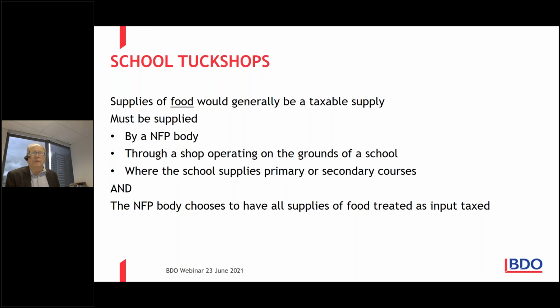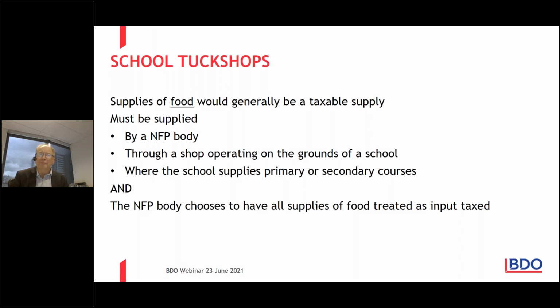But in order to qualify the tuck shop, the food must be supplied by a not-for-profit body. So it's got to be by the school or a GST subentity, or through a separate, a lot of schools have their tuck shop through a separate charity registration, through a separate organisation, as an incorporated association or similar. So it must be through a shop.